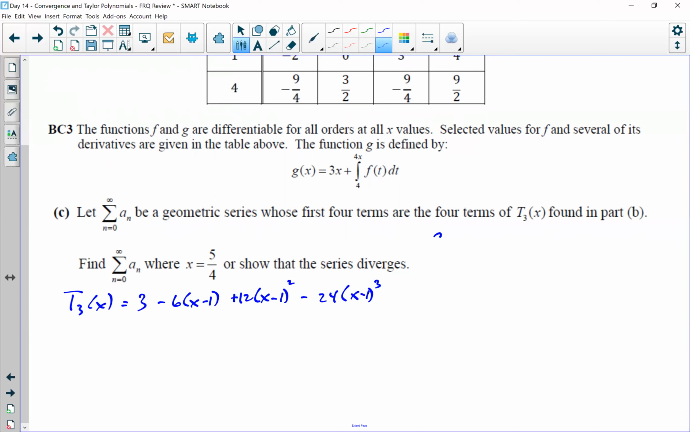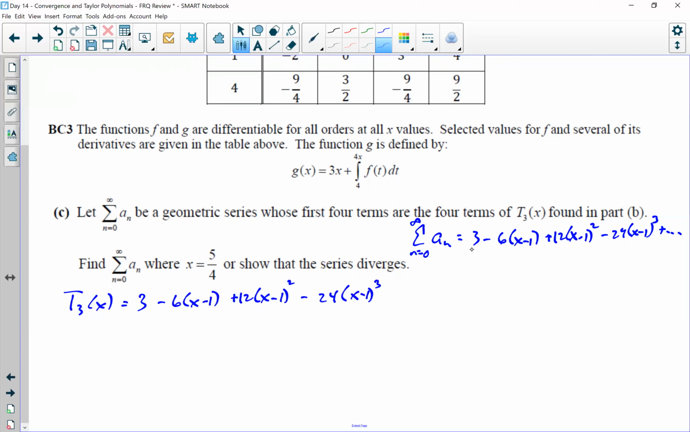So what they're telling us is that the series of A sub n is just going to be 3 minus 6 times x minus 1 plus 12 times x minus 1 squared minus 24 times x minus 1 to the third power. And then because it's a series, it would keep going, right? But it tells us the first 4 terms are just going to be these same 4 terms. And we can see that really is geometric, right? Because remember, if it's geometric, we're multiplying by some common ratio.